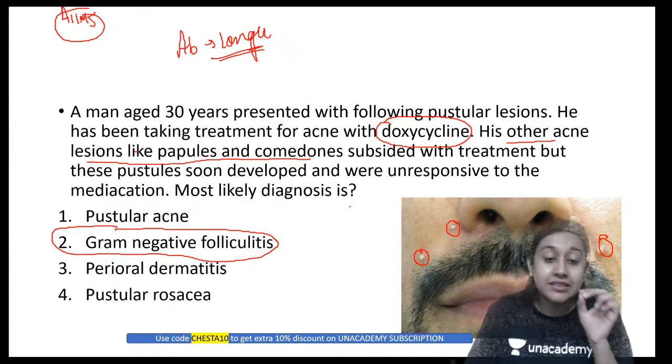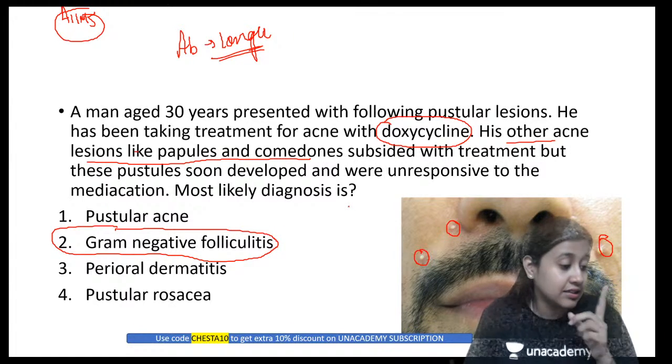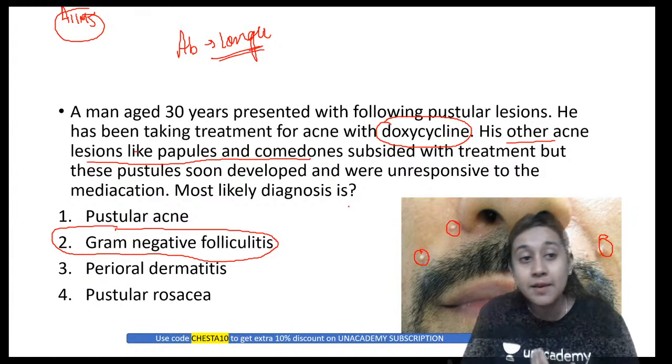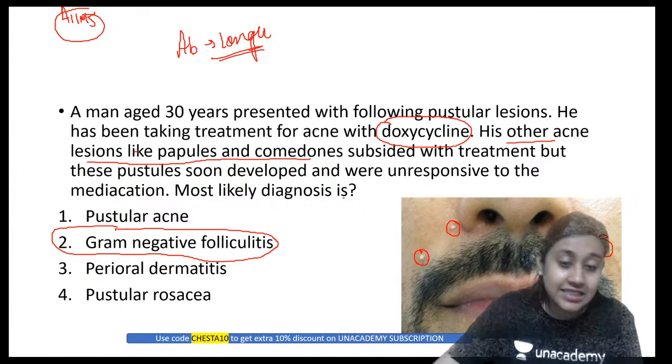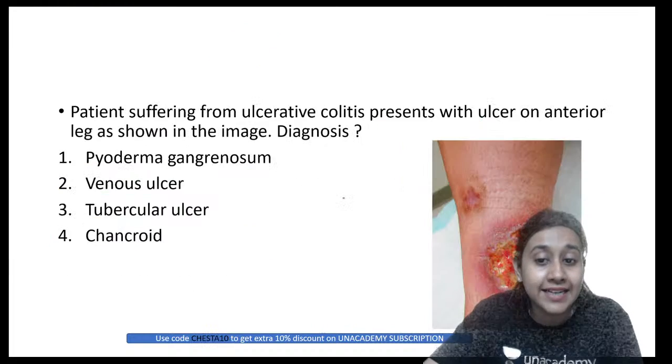Understood this point? This is very important, and this is a recent MCQ from AIIMS. So there is a high probability that this question gets repeated. Okay, so I think this is clear to everyone. Moving ahead to the next question.